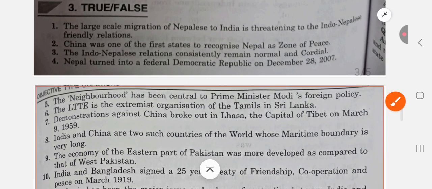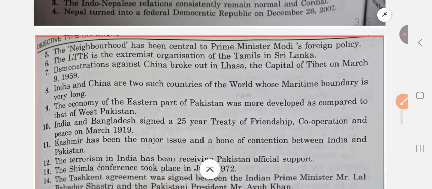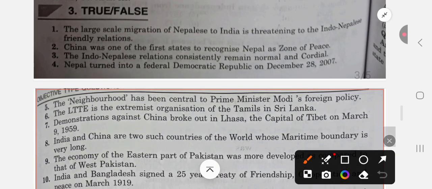Let's move to true and false questions. First question: the large-scale migration of Nepalese to India is threatening the Indo-Nepalese friendly relation. It is true. So many Nepalese live here also in our neighborhood. Next: China was one of the first states to recognize Nepal as a zone of peace. That is true. Indo-Nepalese relation has consistently remained normal and cordial. That is false. It remains so only sometimes.